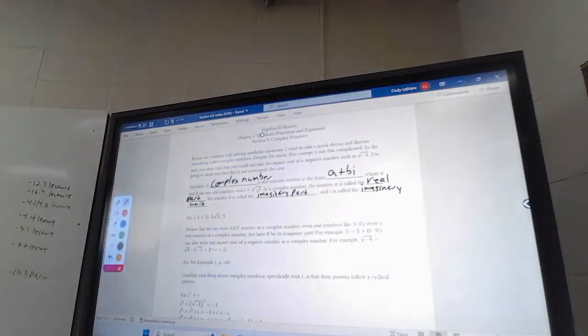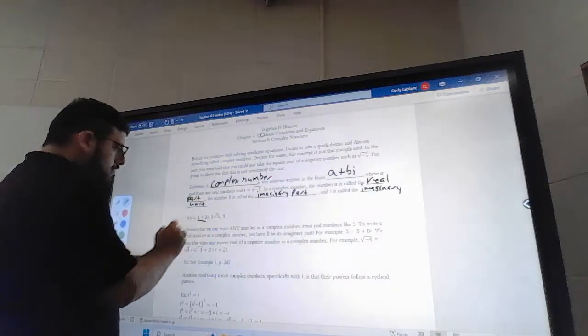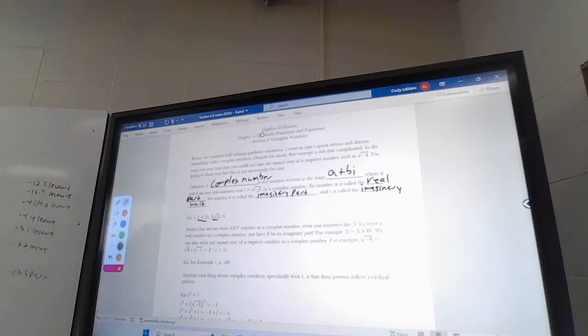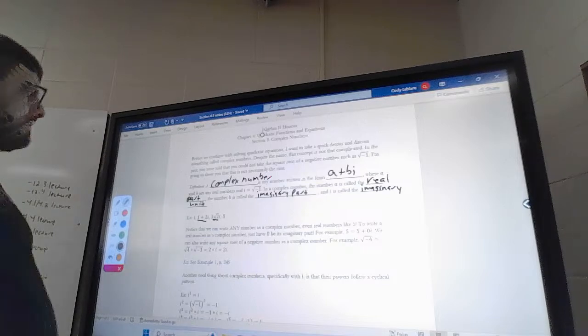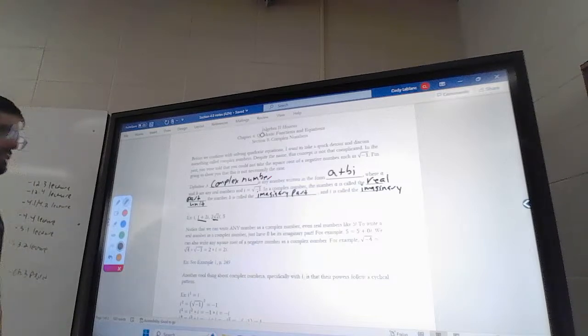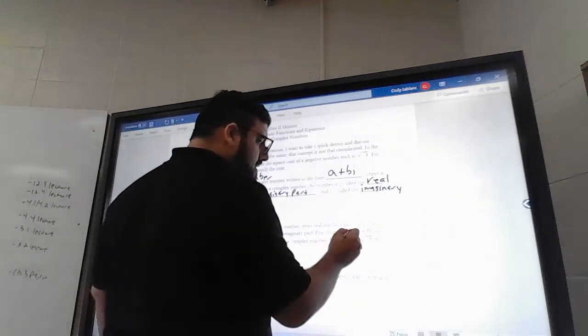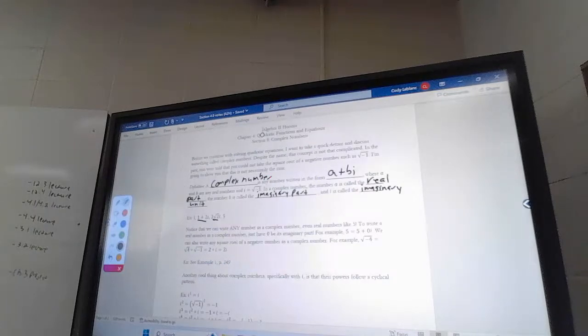So for example, i is a complex number. 1 plus 2i is a complex number. 3 square root of 2 times i is a complex number. 5 is a complex number. Now, why would it be a complex number? Well, truth is, we can write any number as a complex number, even real numbers. For example, I could write 5 as 5 plus 0 times i, because 0 times anything is just 0.